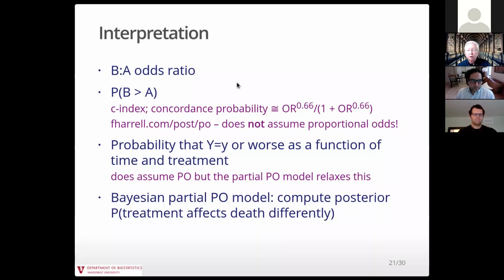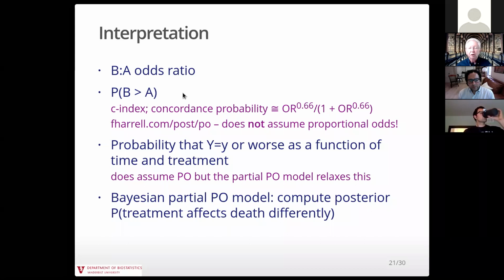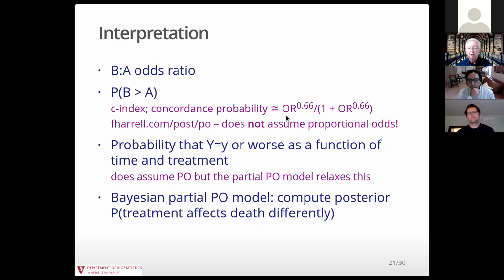And so how would you interpret this? Well, you would get an odds ratio from the proportional odds model that people have to learn how to interpret better, or you can translate that odds ratio to the probability that a randomly chosen patient on treatment B has an outcome that's worse than a randomly chosen patient on treatment A. So this is a concordance probability. This is exactly what goes into the Wilcoxon test. And you can calculate that from the odds ratio from the proportional odds model. And there's a blog article that goes into this and shows that you do not have to assume proportional odds to be able to calculate this quantity.